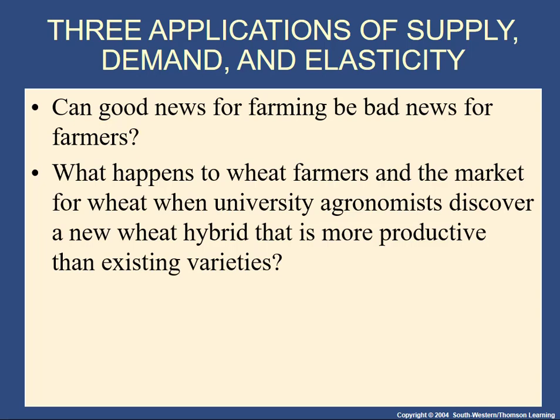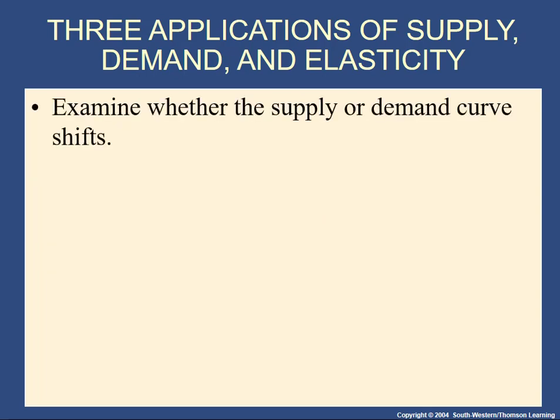So for example, we could ask in the context of wheat, what happens to wheat farmers and the market for wheat when a university agronomist discovers a new wheat hybrid that's more productive than existing varieties? Well, this is the case where you're going to have an increase in supply from a technology. So again, is that going to be bad or good for the farmers? Well, it depends upon how much it increases the supply of wheat. If demand for wheat is elastic and it increases the supply a lot, then it's not going to generate much more revenue for the farmer.